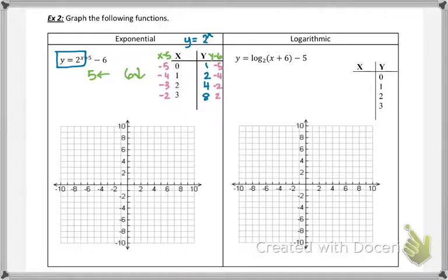And our horizontal asymptote, let's see where that moved. Remember we have a horizontal asymptote right here for the parent function. Because we're moving it down 6, I know my horizontal asymptote is going to move down 6 as well. Now it's going to be right here.